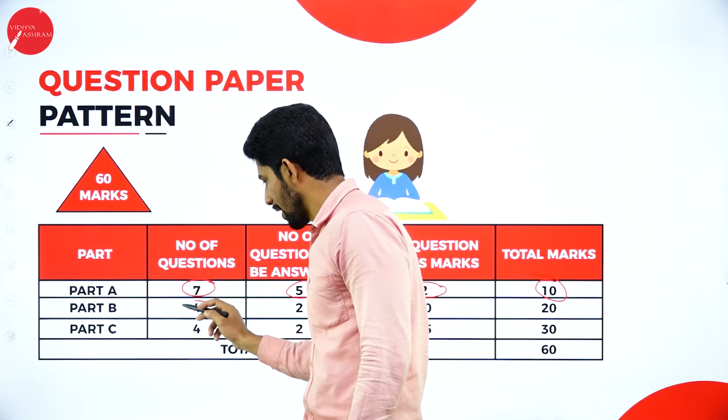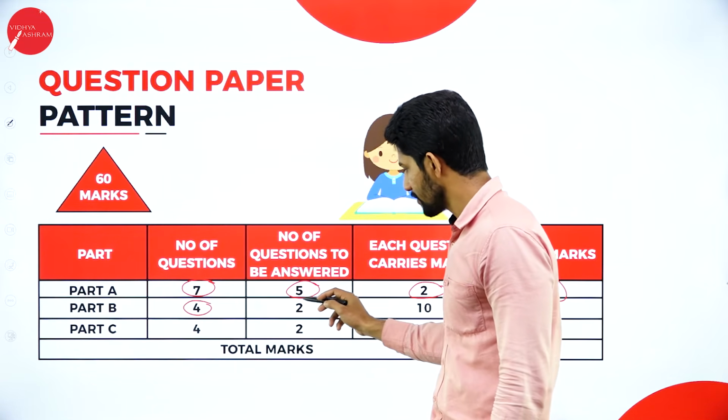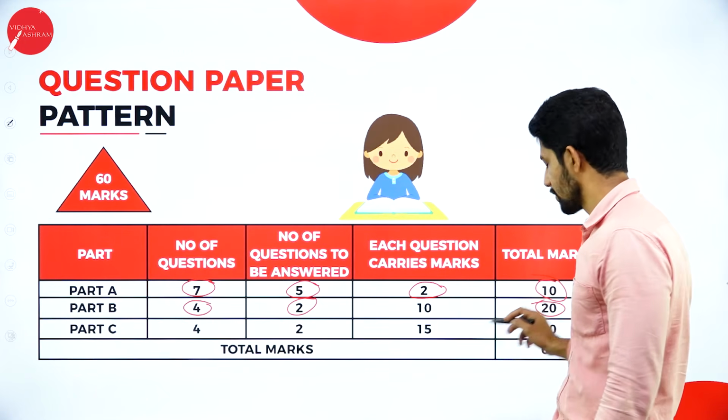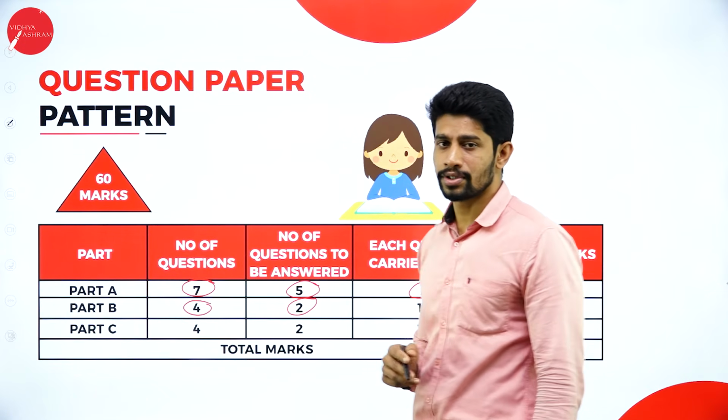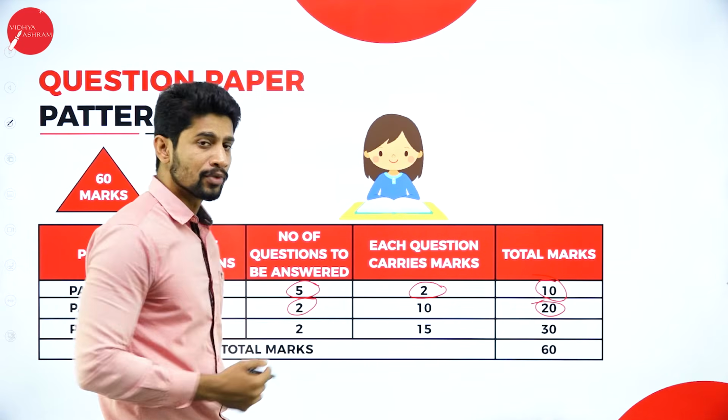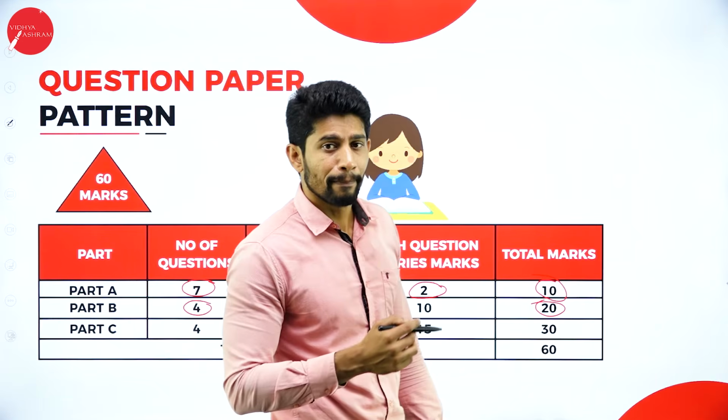In part B, they'll be giving 4 questions and you'll be answering 2 questions. Each question carries 10 marks, totally for 20 marks in part B.